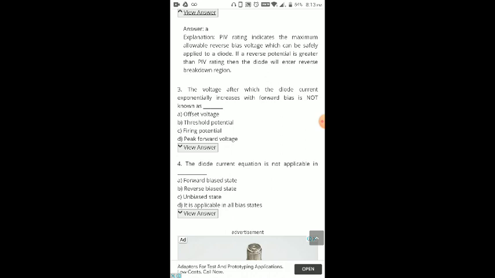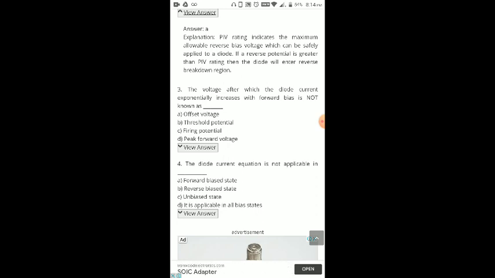Now third: the voltage after which the diode current exponentially increases with forward bias is not known as... please see, we have asked that the voltage after which the diode current exponentially increases in forward bias. This is the VI characteristics of a diode. In the forward bias condition, you can see this curve will be parallel to the x-axis up to some point, that is up to V gamma, the cutting value. After V gamma, it increases exponentially, right?